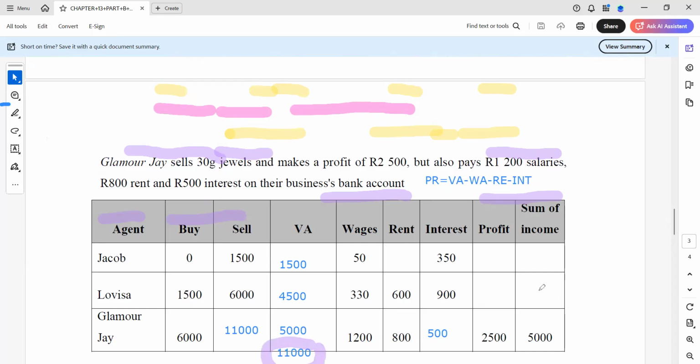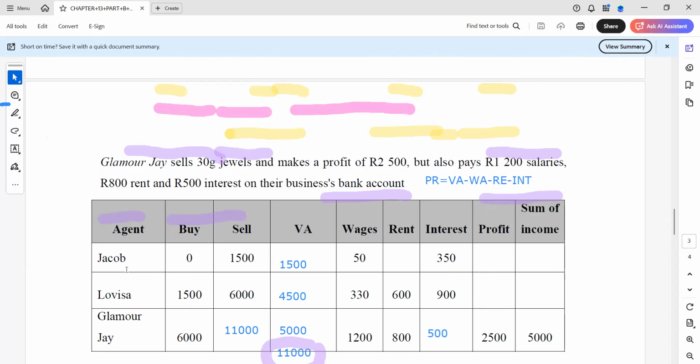So even on this side, we should also get the same figure, right? So let's now try to calculate for this side here using the income method. Did you guys get this one? Okay, I hope you guys did.